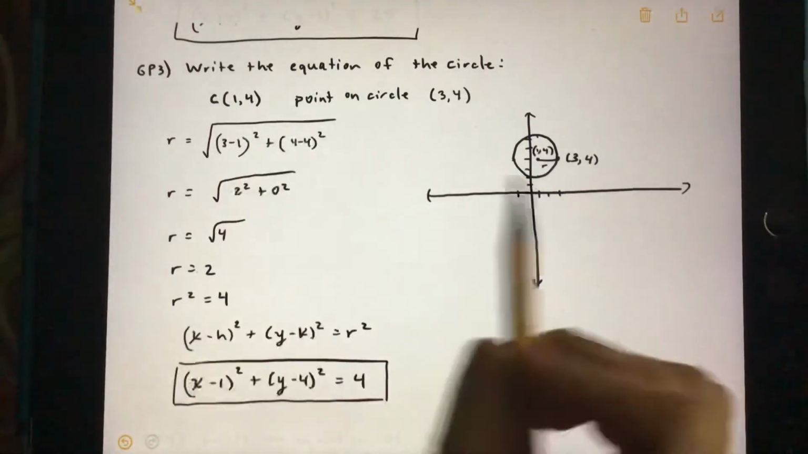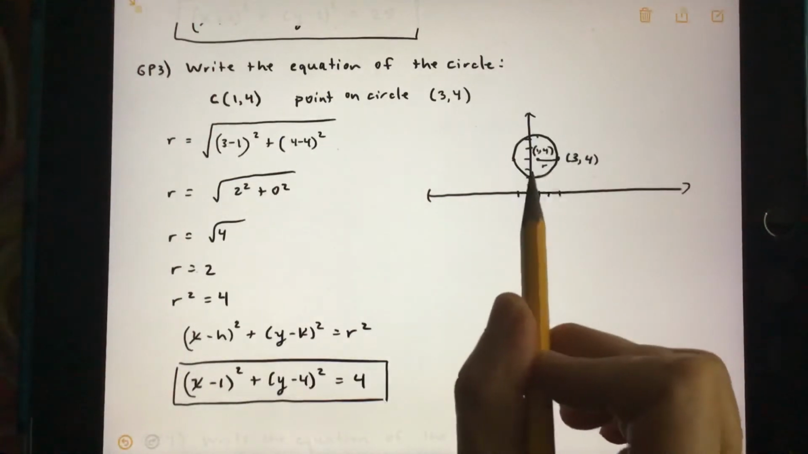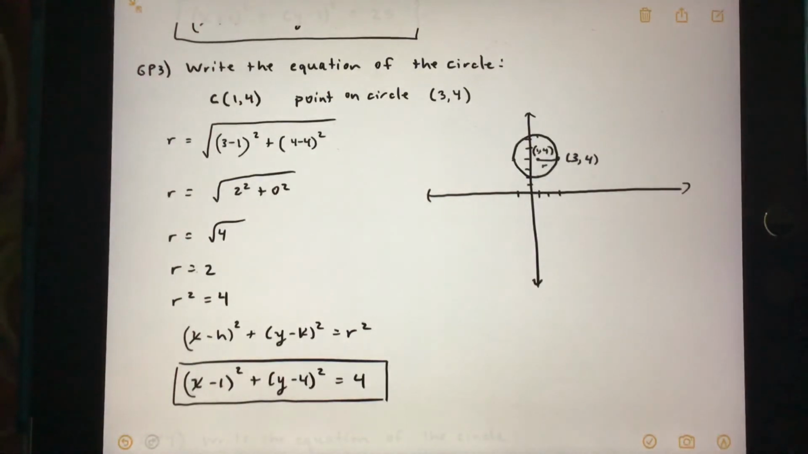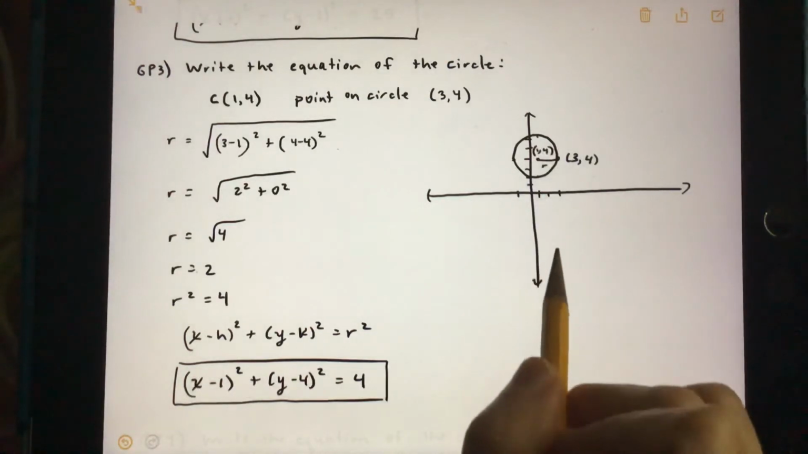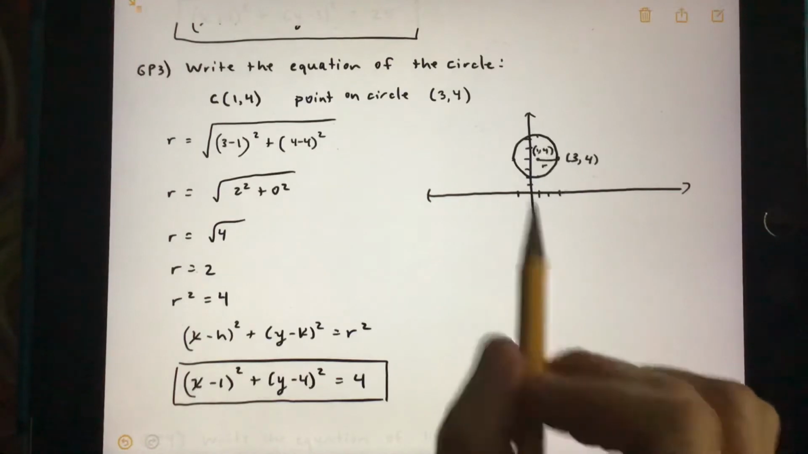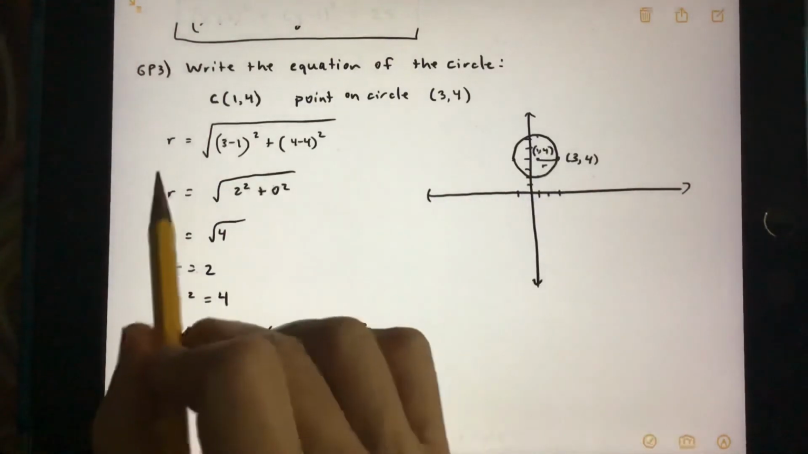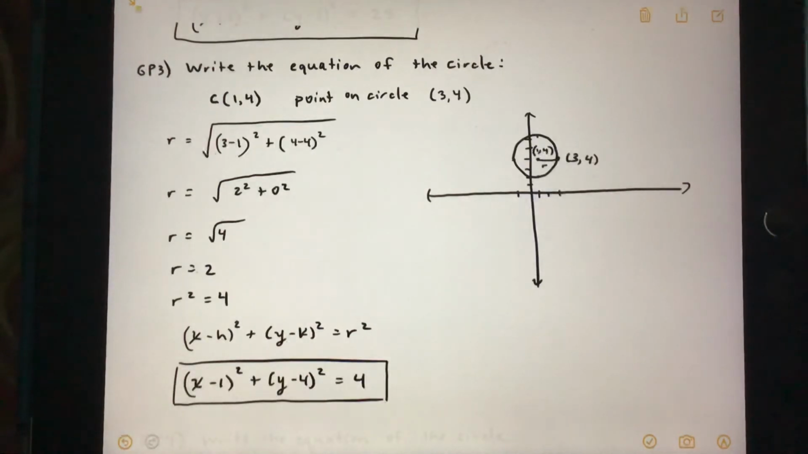It's given to us, (1, 4). And this is really overkill here to use the distance formula. Since this is a horizontal segment, really all I have to do to figure out that radius is to find the difference between the numbers that are different here. And so that would be 3 minus 1, which is 2. But if I put it into the distance formula, it'll work equally well.